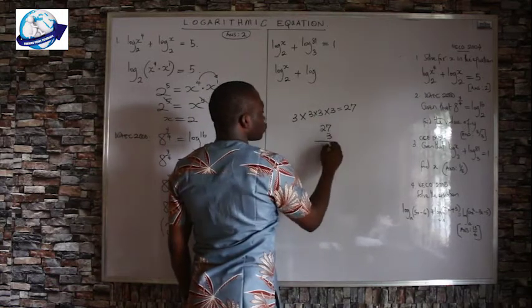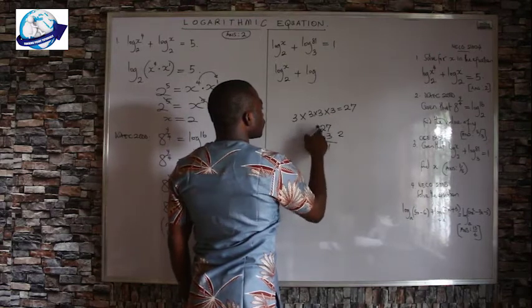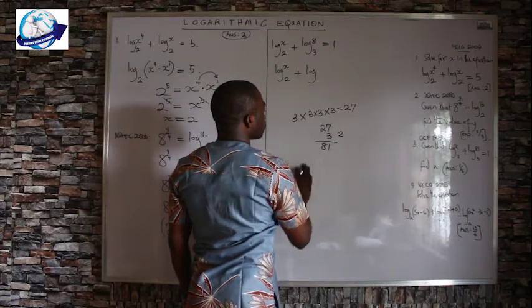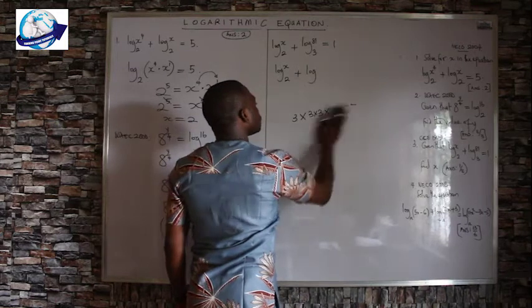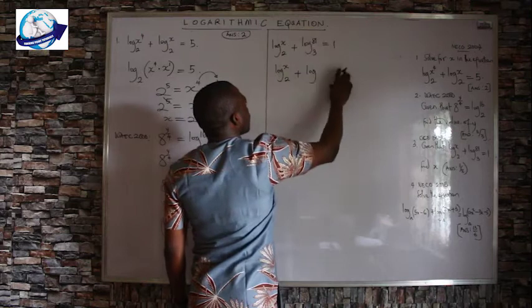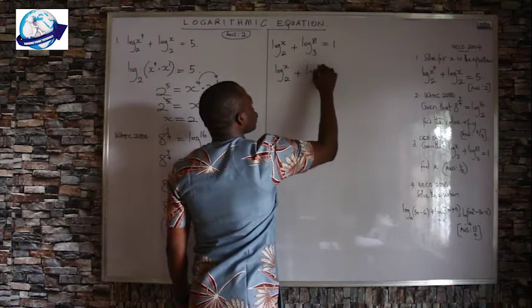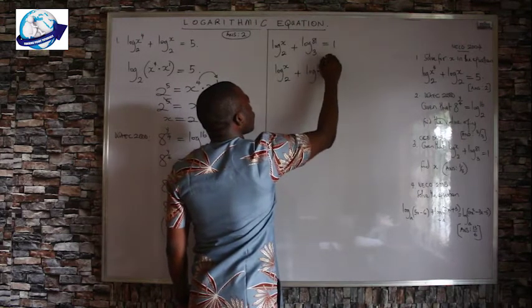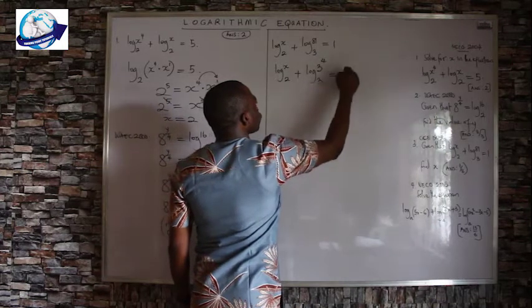Now 3 times 7 is 21, that is 1 carry 2. 3 times 2 is 6, plus 2 is 8. That gives you 81. So that means you can place 81 in base 3 raised to a number, that is log 3 raised to the power 4 base 3 equals 1.